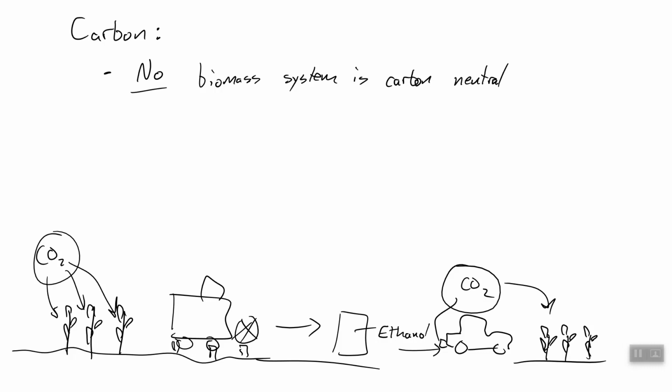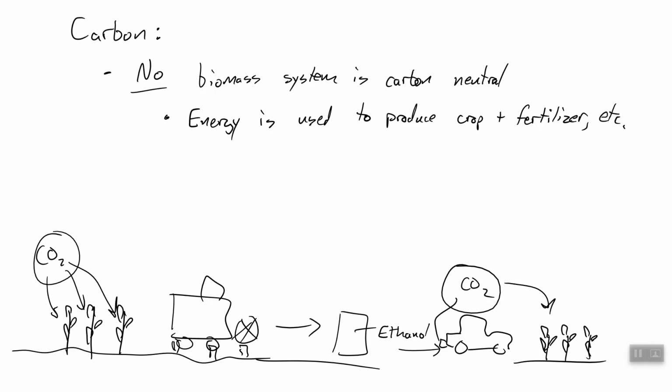However, no biomass system is perfectly carbon neutral because energy is used to grow and produce the crop, plus make the fertilizer, a very energy intensive process, etc., etc. And because this required work, which we currently source using fossil fuels, we put more CO2 into the atmosphere than we cycled. So this amounts to our excess CO2.